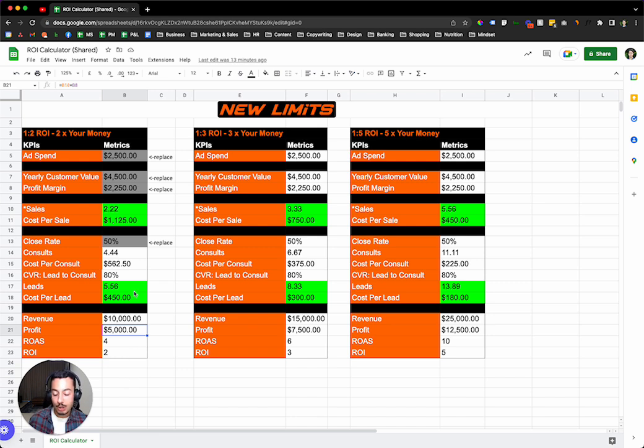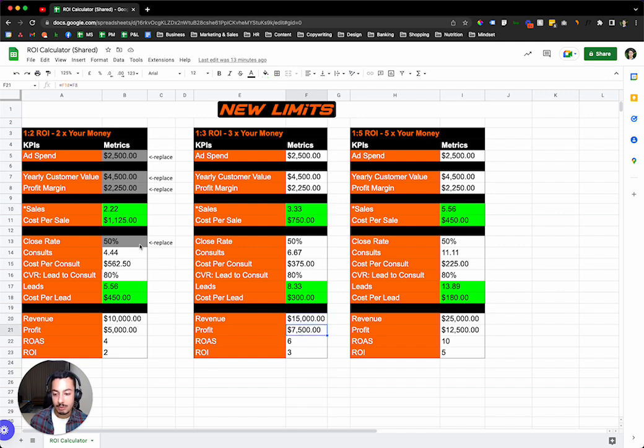And you don't have to do anything else. This spreadsheet is now telling you what these numbers actually need to look like for you to get a 1-to-3 or a 1-to-5. So you'll see here, if we want to get a 1-to-3 ROI, for every $1 we put in, we get $3 out. Then it means that for that $2,500, you would need to get 3 sales, and we would need to get 8.33 leads, and therefore your revenue would need to be $15K, and your profit would be $7.5K.